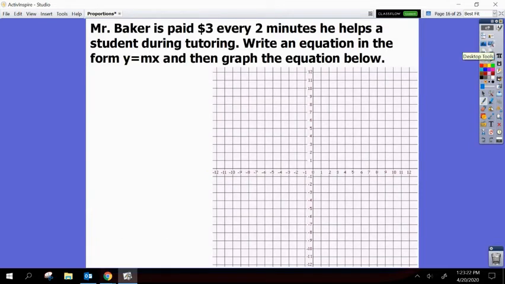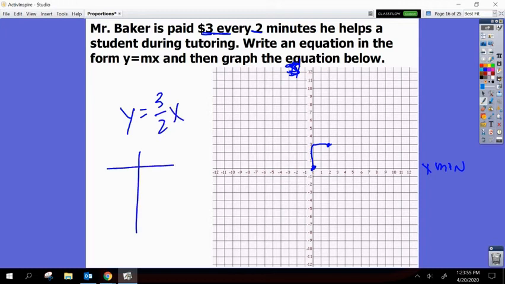Here's a word problem. Miss Baker is paid $3 every 2 minutes. So let's graph that. Time is almost always here on my x. So this is minutes. Time, like you see on graphs, goes left to right. And dollars is almost always my y. So I'll put dollars here. So $3 goes up 3, and then 2 minutes over 2. And I know it goes to the origin. So it's up 3 over 2. Y equals up 3 over 2.